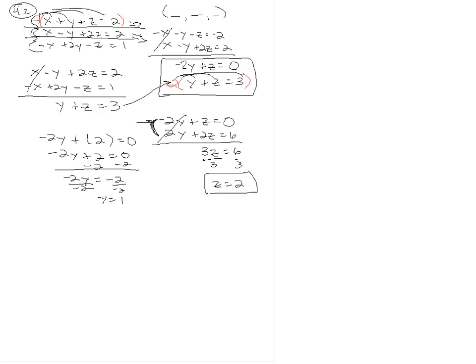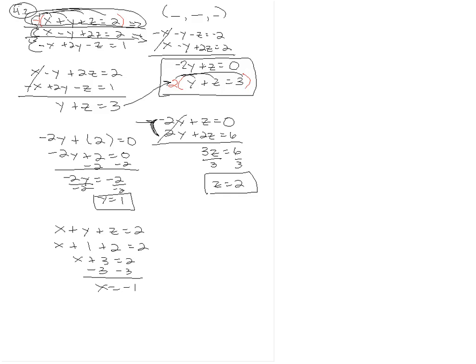Okay, so I have y and I have z. How am I going to find x? Well, I have to go back to one of the original problems. I'll just take the first one right here. x plus y plus z equals 2. I don't know what x is, but I know y is 1. I know z is 2. So x plus 3 equals 2. How do I solve for x? Move the 3 over, and I get x is negative 1. So my answer is that.